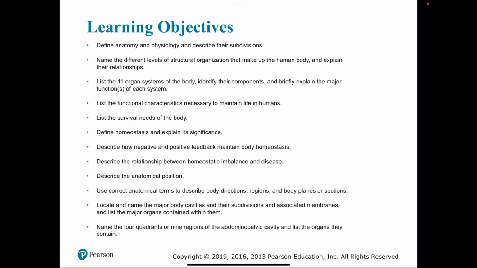We'll describe functional characteristics for maintaining human life, also survival needs of the body. We'll define homeostasis. We will look at positive and negative feedback and how these maintain body homeostasis. We'll look at the relationship between homeostatic imbalance and disease. And we'll describe anatomical position, use anatomical terms to describe body directions, regions, body planes, and other sections.